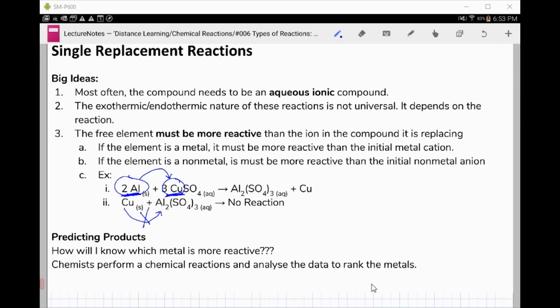Now, I keep saying metal here because that's the example we used. However, if the free element was a nonmetal, like chlorine or fluorine, it would need to replace the other nonmetal, the anion, because we couldn't put two cations together or two anions together. Those things would have to replace one another. So then the big lingering question is, how do you know which metal is more reactive? Well, to do that, we have to do some testing. We have to compare a bunch of different metals together and make what's called an activity series. And that's what we're going to do next.